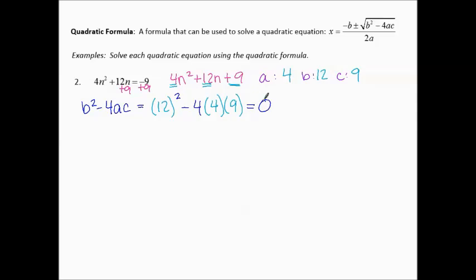Now I'm going to use the rest of my equation. So I have a negative, so x equals a negative. Instead of b, I'm going to put my b term, which is 12, plus or minus the square root of 0 all over 2 times my a, which is 4.